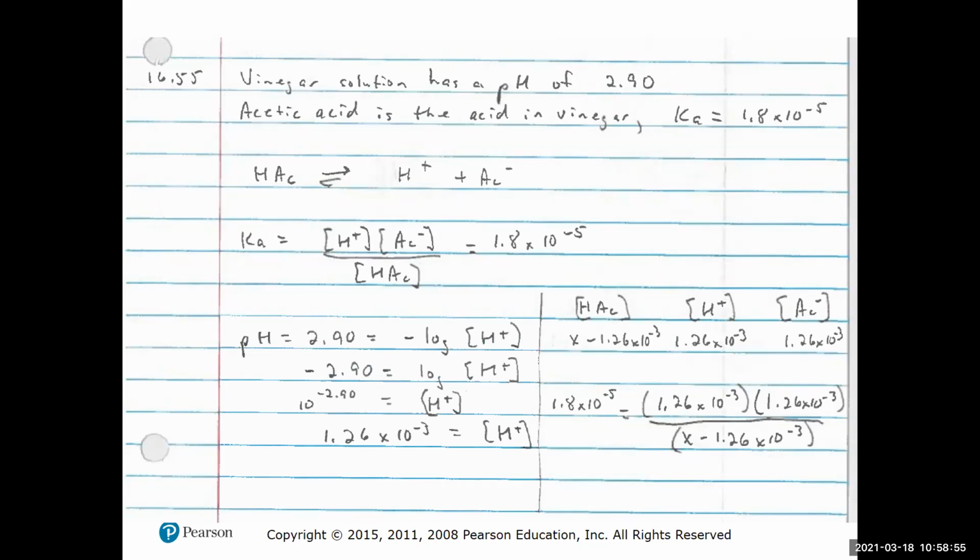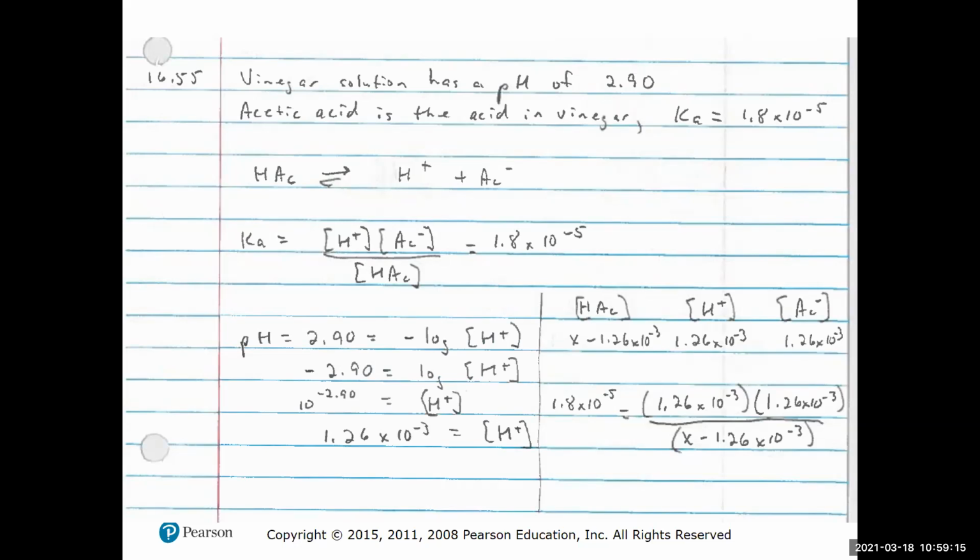So in the previous set of problems that we looked at, strong acid, fully dissociated. Well, now we're back to weak acid, so we don't have that full dissociation. And so we're told that the solution has a pH of 2.9, and we're told what the Ka is.